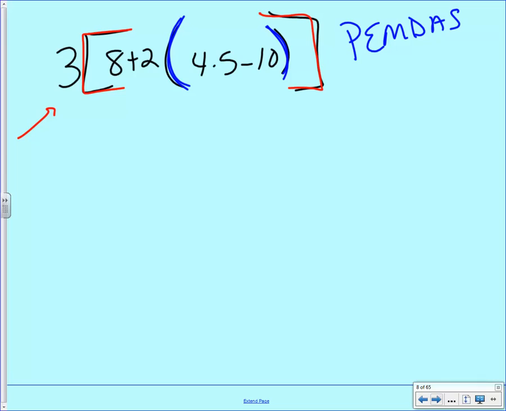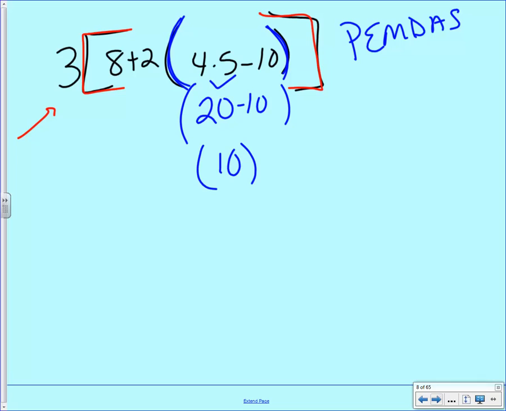So inside the blue parentheses, I have 4 times 5 minus 10. So I need to follow the order of operations inside that parenthesis. I know multiply and divide come first because I don't have any exponents, so I'm going to multiply. So I have 20 minus 10 because 4 times 5 gave me 20, still inside the parentheses. And so when I subtract, I end up with 10.